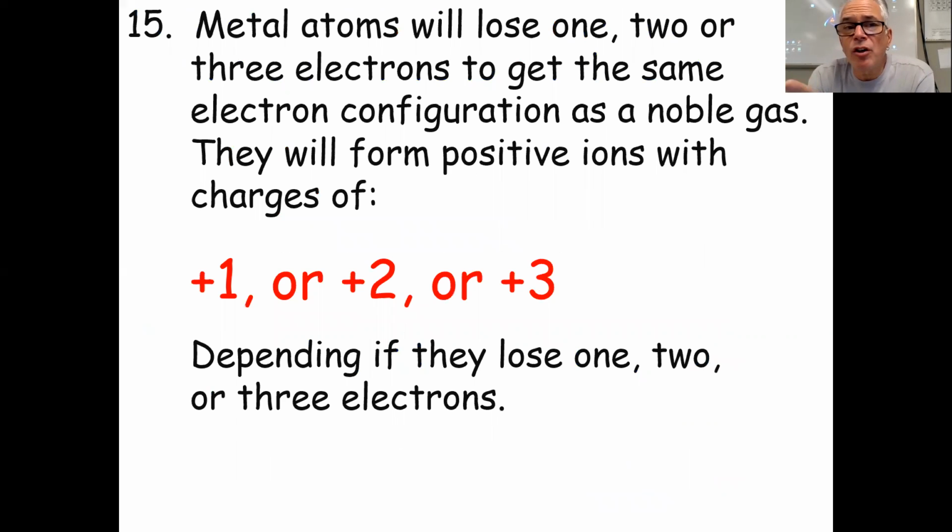The rule is metals are going to lose 1 or 2 or 3 electrons to get the same electron configuration as a noble gas. So their ions are going to be +1, +2, +3, and you have to write the positive sign. If they lose 1 electron, they become +1. If they lose 2 electrons, they become +2. Lose 3 electrons, +3.